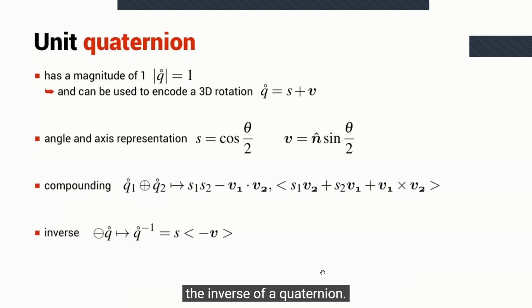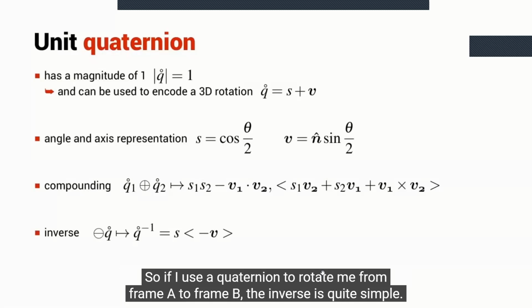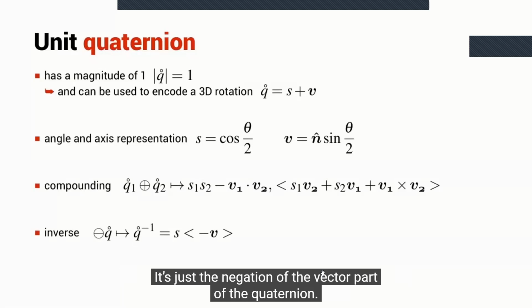And I can compute the inverse of a quaternion. So if I use a quaternion to rotate me from frame A to frame B, the inverse is quite simple. It's just the negation of the vector part of the quaternion.